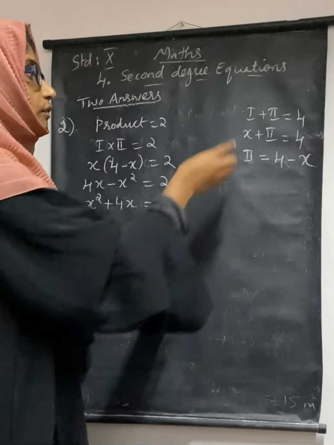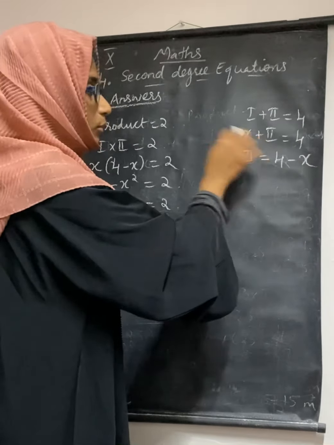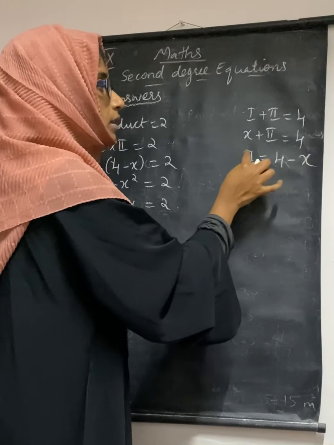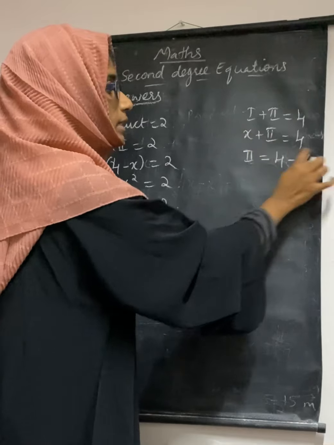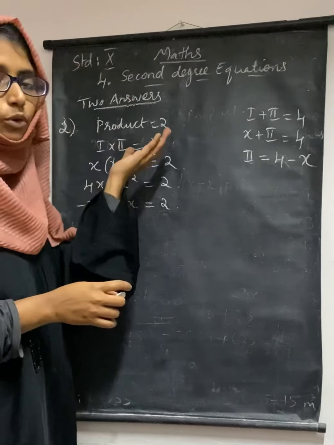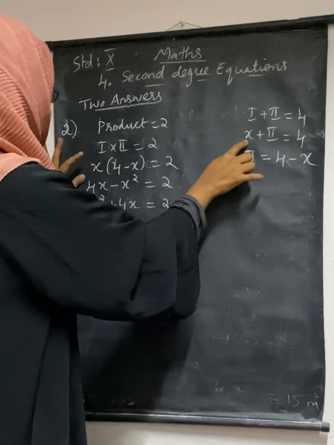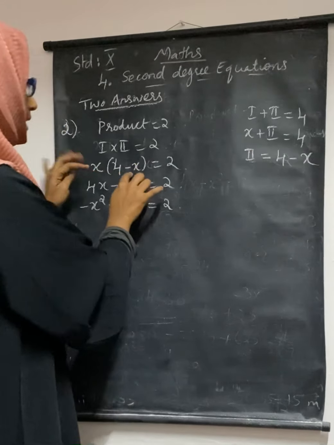For that, I don't know the first number, so I am going to take x. So x plus second number is 4, what will be the second number? Second number is equal to 4 minus x. So that I am going to put for the product. First into second is 2. First is x into second number 4 minus x is equal to 2.